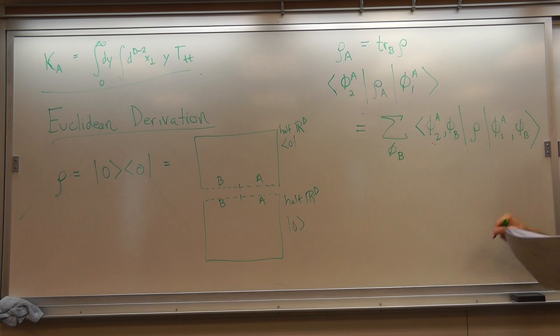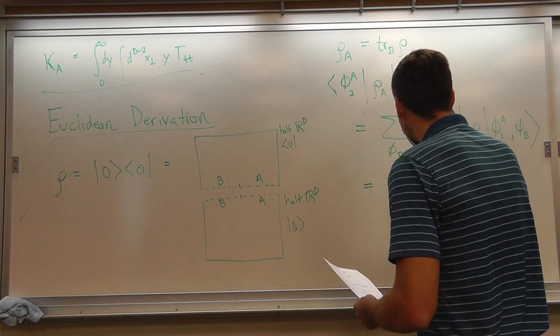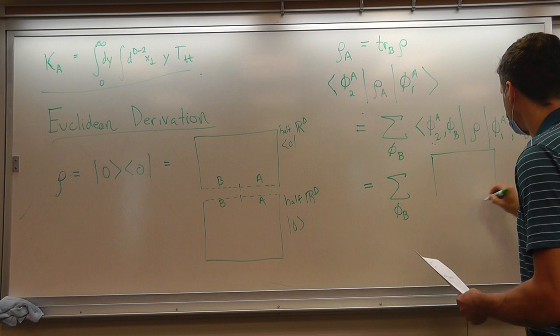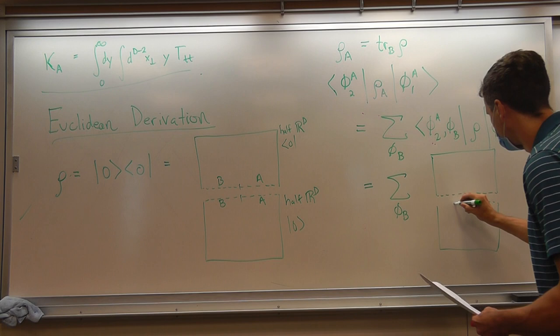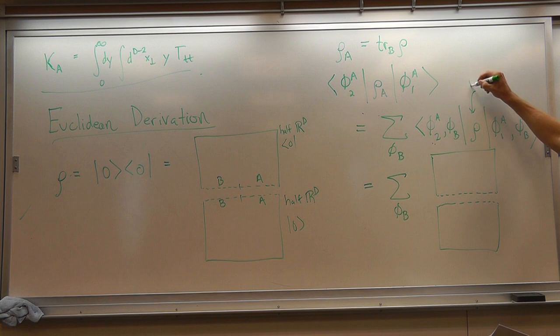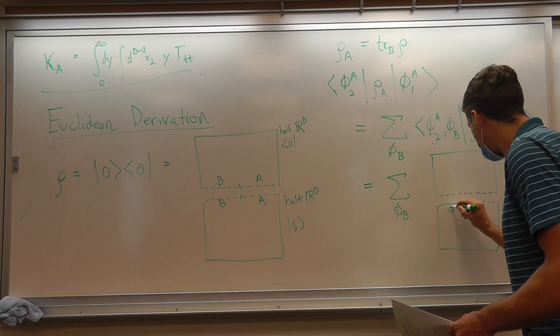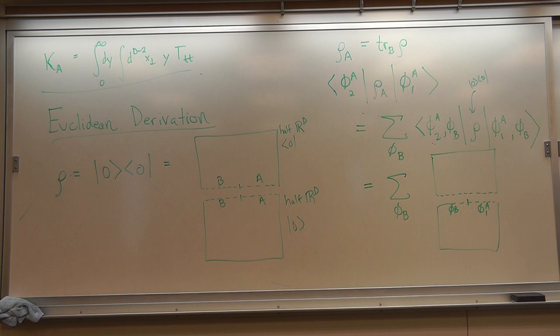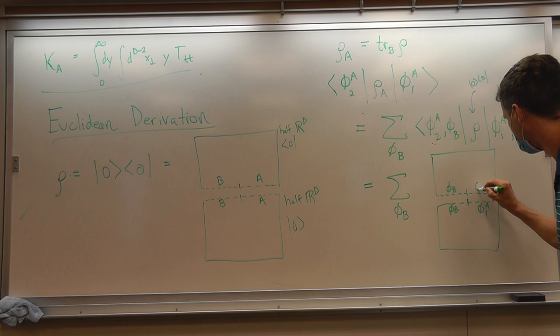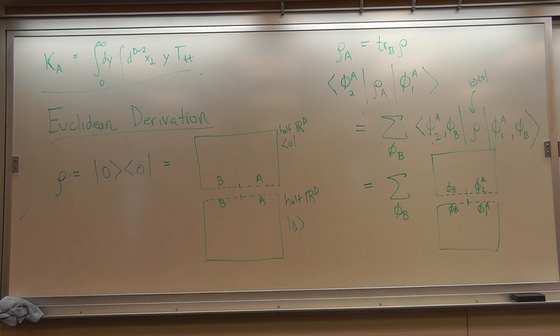Let's write the path integral for this. This is the sum over phi B of rho, and we're just putting in here the vacuum state, 0, 0. So for the bottom half of this, we put the data phi B in region B and phi 1A in region A. For the other half, we put the data phi B in region B and phi 2A in region A. So I've just translated, we're calculating a product of two overlaps here, and I've translated each of those overlaps into a path integral on half of Euclidean space with some boundary conditions.